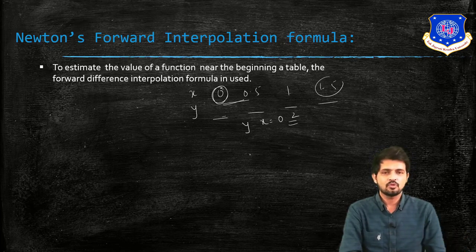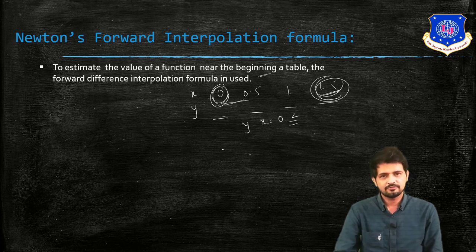Okay, there is one more interpolation formula in equal interval, that is Newton backward. And Newton backward is applied when our value of x is near the ending value. If the value of x is near the starting value, near the beginning of the table, then we have to apply the forward interpolation formula.